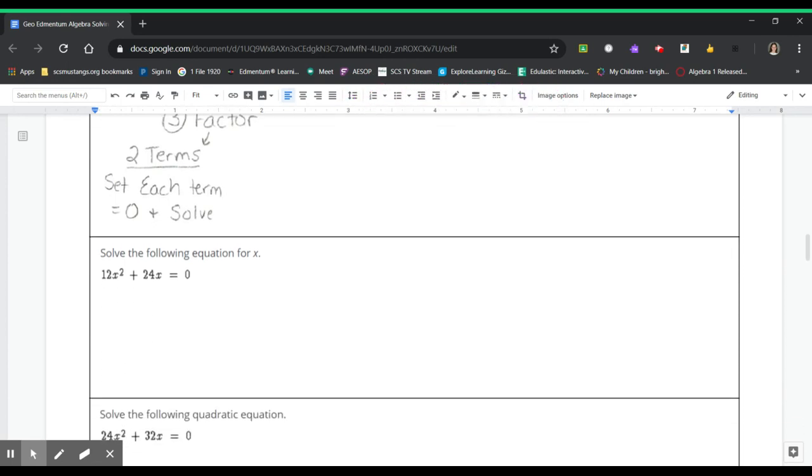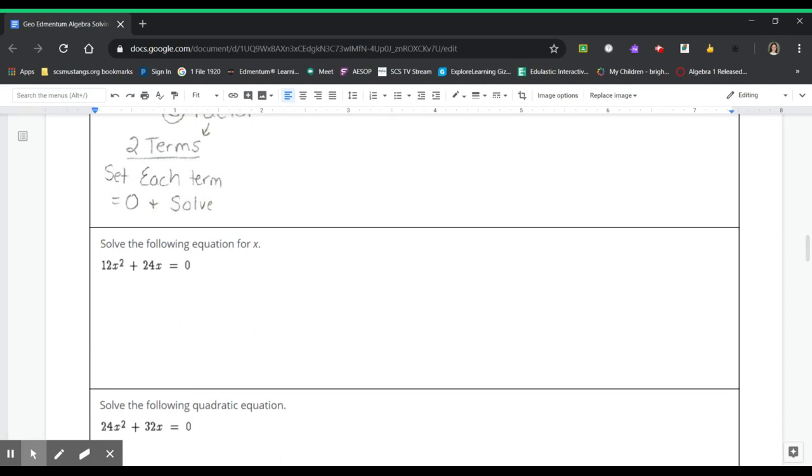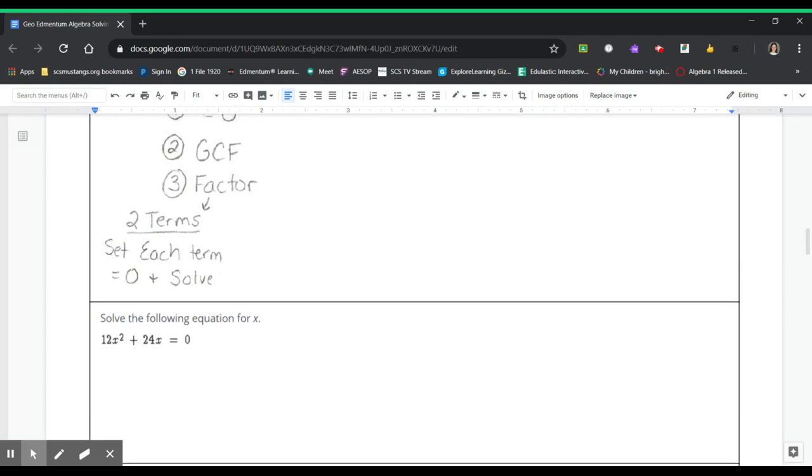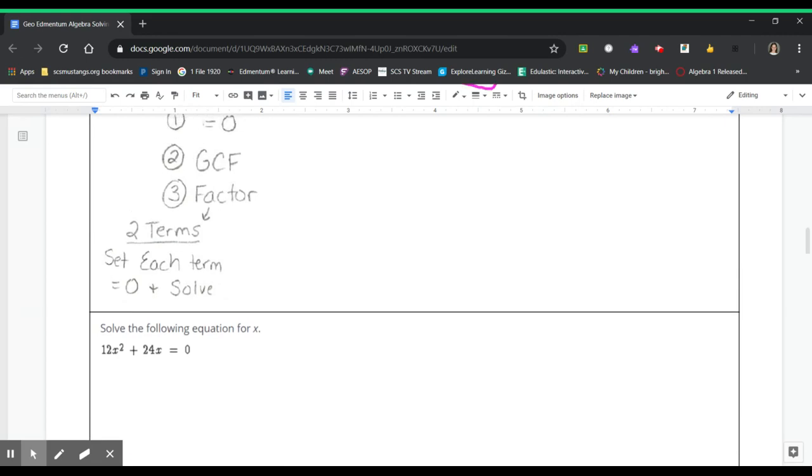So looking at this first one that they give us, they tell us to solve the following equation for x. The very first thing that I want to do here is check and see, is this set equal to 0? And looking at this one, it is, because there's nothing on that right side of the equation. So next I want to think about greatest common factor.